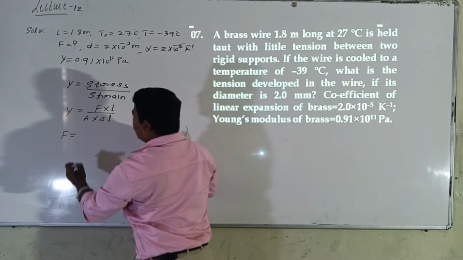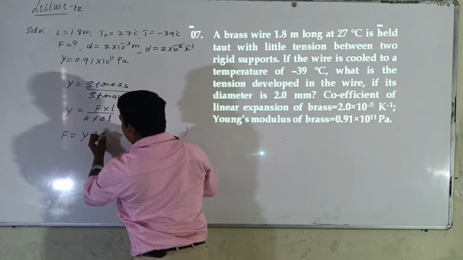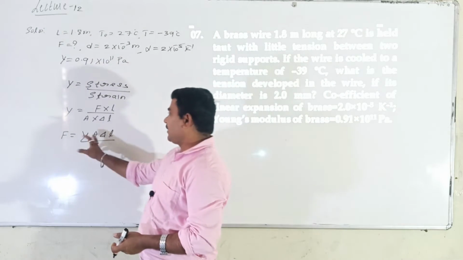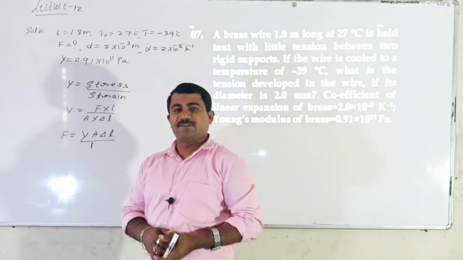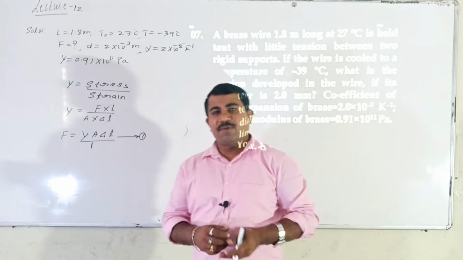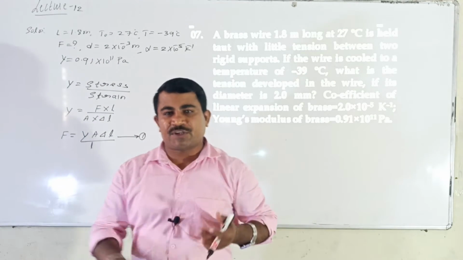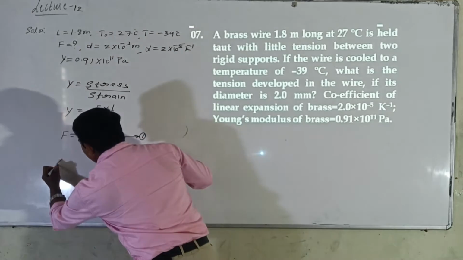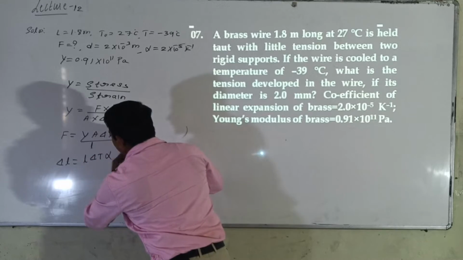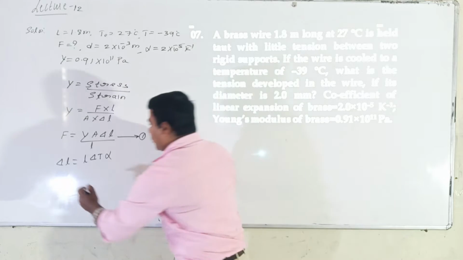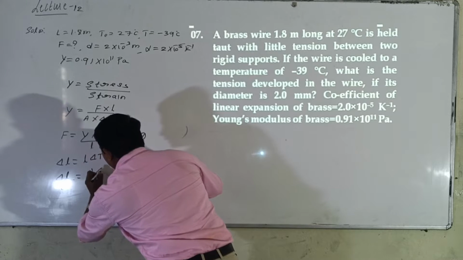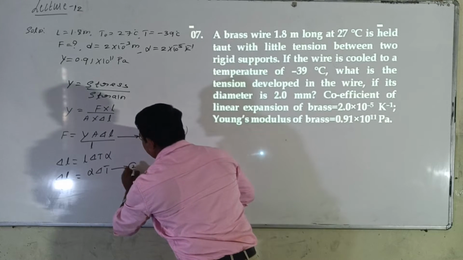From this, thermal force F is equal to Y into A into delta L divided by L. Let us call this equation number 1. But when the temperature cools down, length also changes according to this relation: change in length equals original length into alpha into change in temperature. From this, change in length divided by L equals alpha into delta T. Let us call this equation number 2.